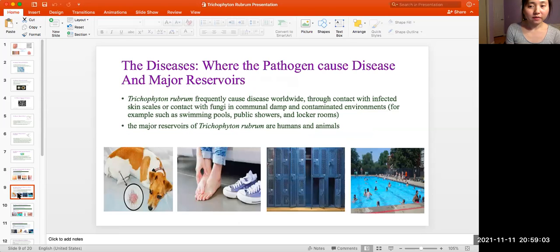Where the pathogen causes disease and major reservoirs. Trichophyton rubrum frequently causes disease worldwide through contact with infected skin scales or contact with fungi in communal, damp, and contaminated environments, for example, swimming pools, public showers, and locker rooms. The major reservoirs of Trichophyton rubrum are humans and animals.